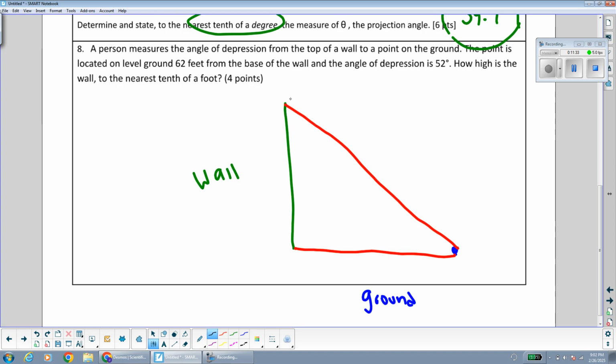Okay, so we're talking about the angle of depression that's outside the triangle. We're looking for how high the wall is. We are told that the point, here's my point, is 62 feet from the bottom of the wall, from the base of the wall. And angle of depression and angle of elevation are congruent. So opposite, adjacent, we need to use tangent.